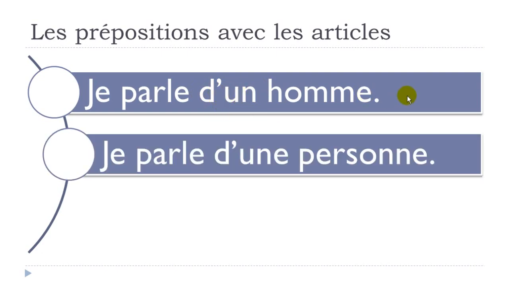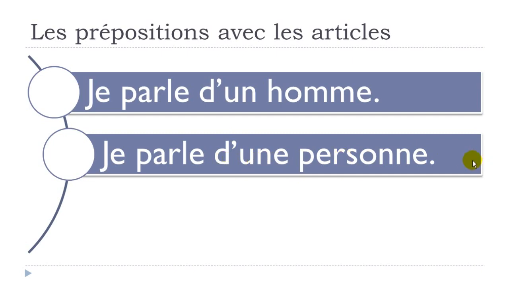Je parle d'une personne. Une personne, a person. Je parle d'une personne. So exactly the same thing here. Nothing major happens. Only the e disappears. That's the only thing that you should remember to do if you want to combine the two.